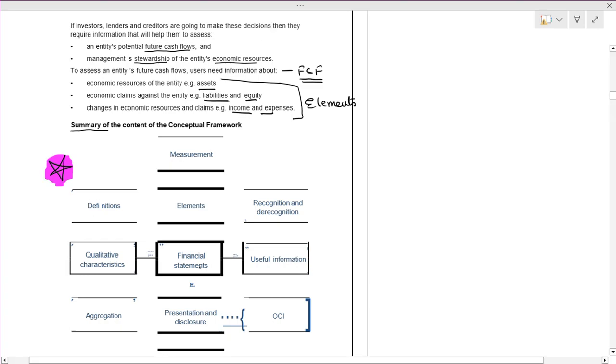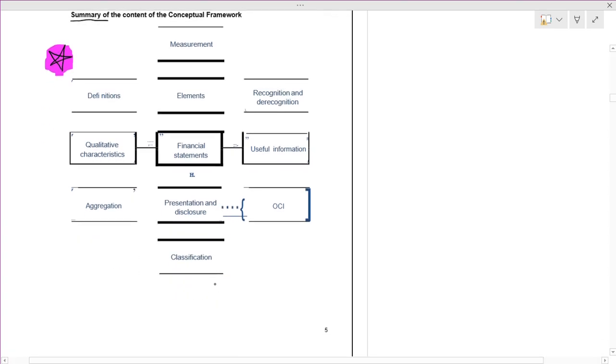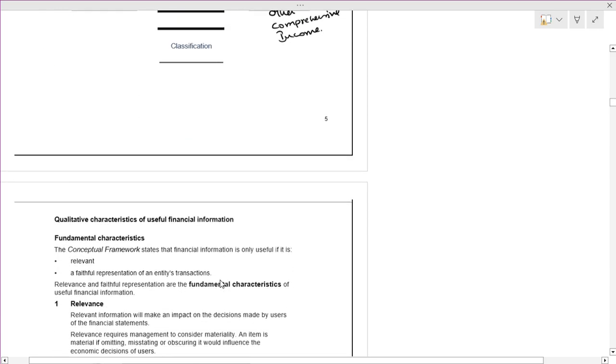It gives you a very brief, immediate reminder. You are not supposed to waste any time on that. When you talk about the elements, it should automatically come to your mind: yes, there are 5 elements. Recognition and derecognition, how it is going to evolve. Useful information. We are talking in terms of other comprehensive income. Is it clear? We are covering this into consideration.